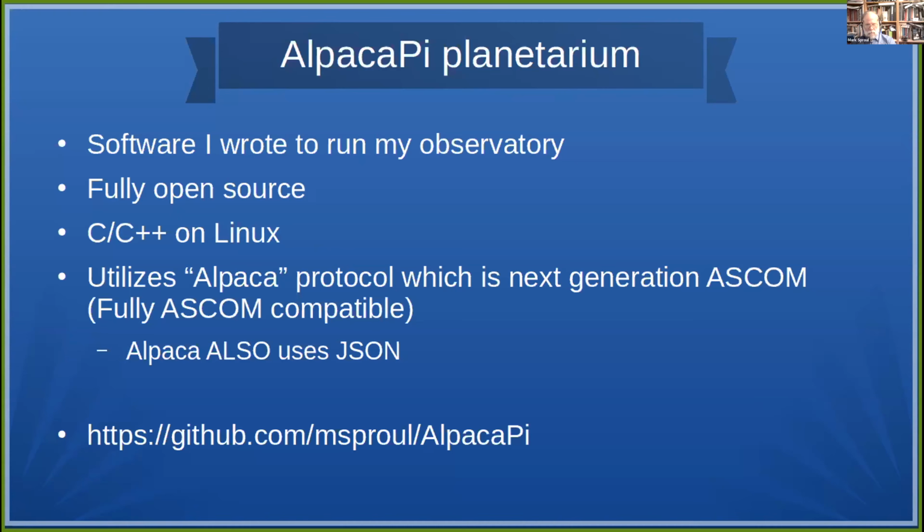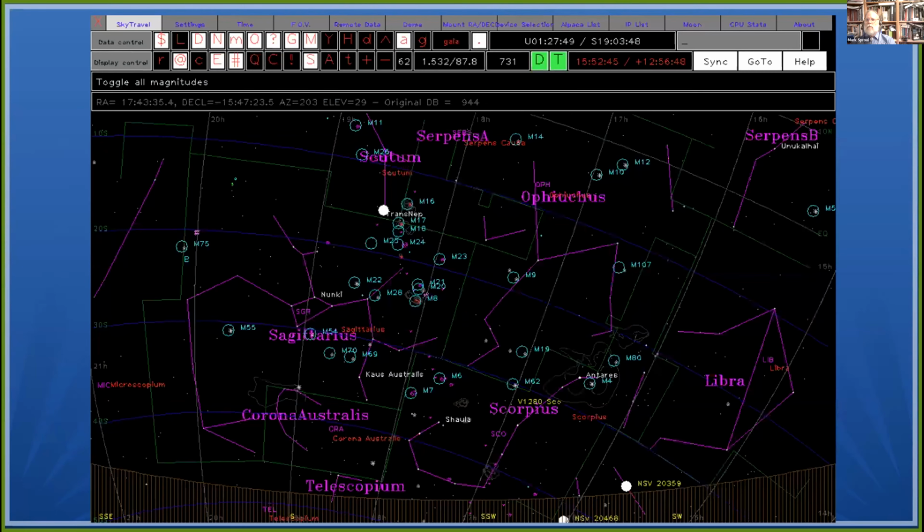They came out in 2019 with a follow-on to ASCOM, keeping the same data model, but just using network communications instead of the COM model in Windows, which makes it much, much more powerful. And by the way, Alpaca also uses JSON for its data, but we're not talking about that so much in this presentation. So here is my planetarium program.